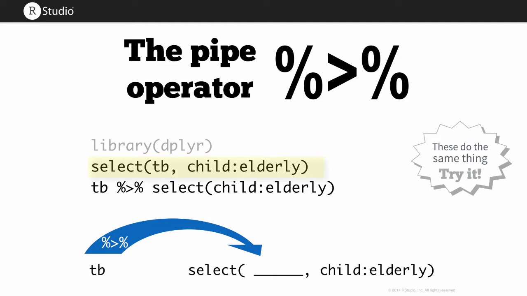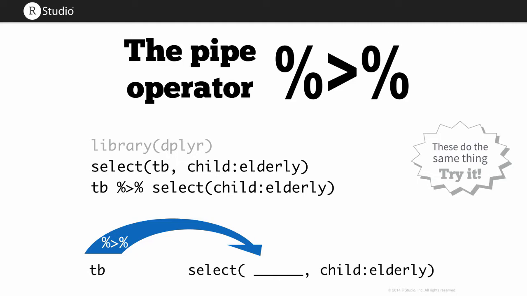We haven't looked at select, we'll look at that today. But it's calling select on an object called tb, and then it has some arguments here. The pipe operator allows you to pipe in the first argument of select. So I'd write tb pipe select child to elderly. And what the operator will do is it'll insert tb as the first argument of select. So these two lines of code would do the same thing.